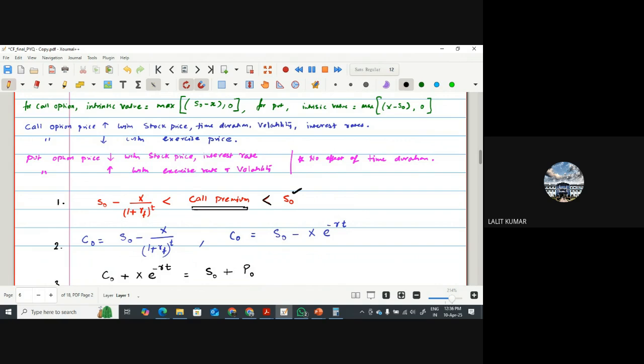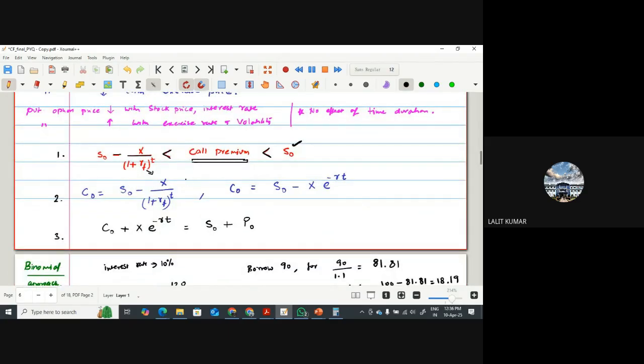Okay. And the call price is always more than S0 minus X divided by 1 plus RFT, which is the risk-free interest rate. So from here you get the formula. If I call this call premium C0, then C0 is equal to S0 minus X divided by 1 plus risk-free rate into T. This is the first formula.